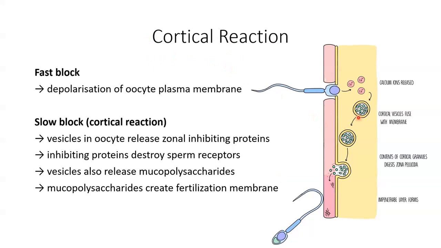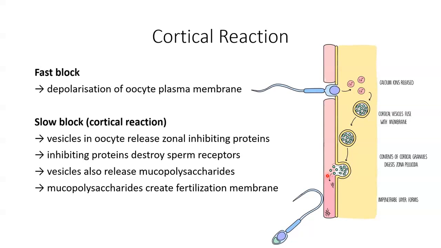In this reaction, we have granules sitting just underneath the plasma membrane of the oocyte, which bind with the membrane and expel those granules that were contained within that vesicle. These contain zonal inhibiting proteins and mucopolysaccharides. They put these into the space between the plasma membrane and the zona pellucida.